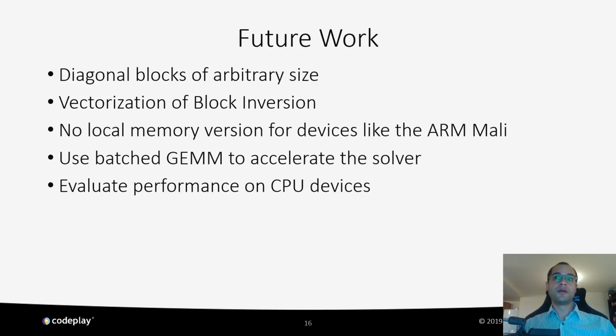For future work, we need to add support for diagonal blocks of arbitrary size. We can also vectorize the block inversion algorithm and provide a version that doesn't use local memory for devices like the ARM Mali, where using shared memory doesn't bring benefits since the device doesn't have one. We can further improve the performance by using batch GEMM calls to accelerate the solver, and we also need to evaluate the performance in CPU devices.